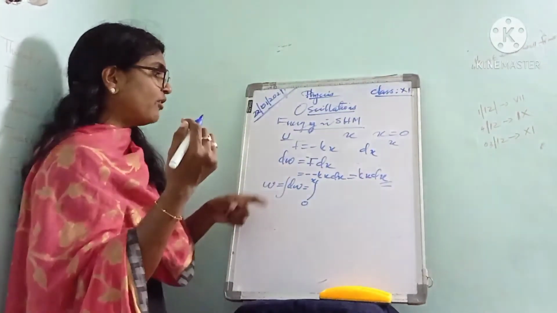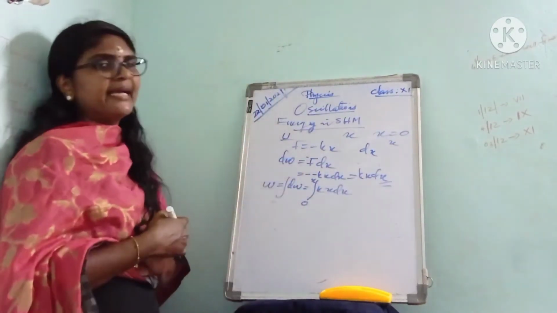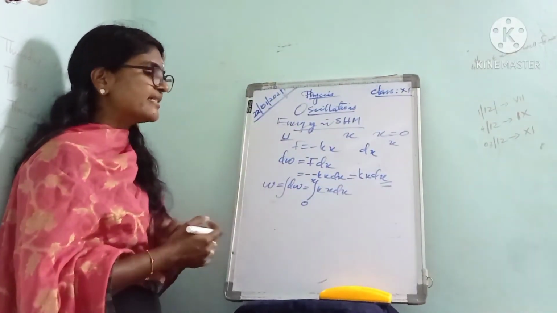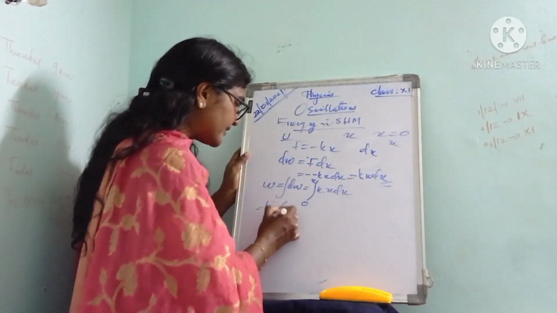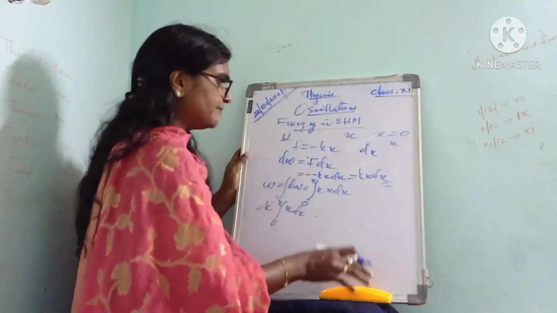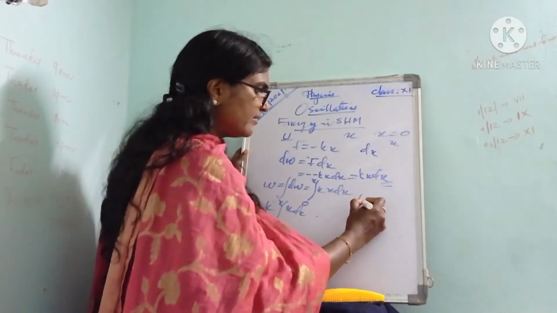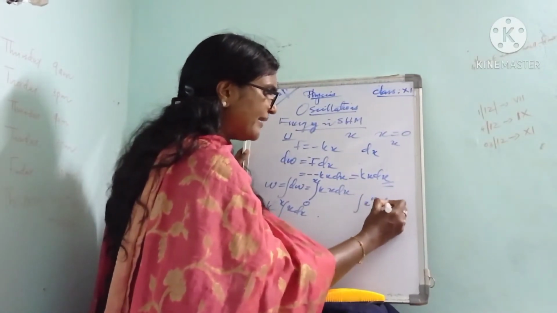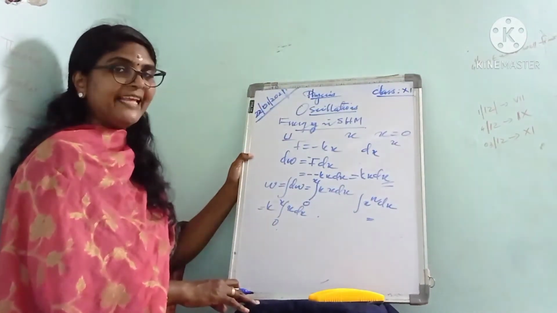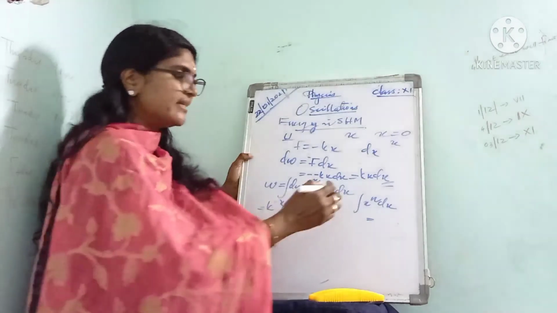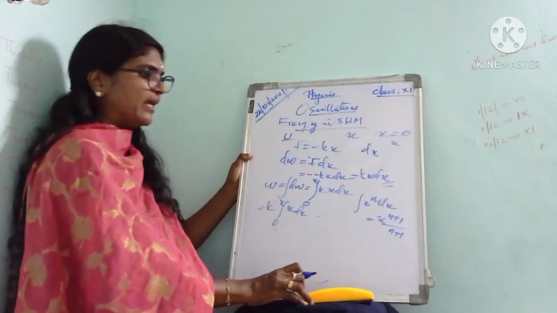Then what is dW actually? kx dx. So here we have to integrate kx dx. k is a constant, so it is taken out: k into the integral from 0 to x of x dx. But you know the general equation for integration. We already learned the integral of x raised to n dx. What is the formula? The integral of x raised to n dx is x raised to n plus 1 divided by n plus 1. That is the standard formula.